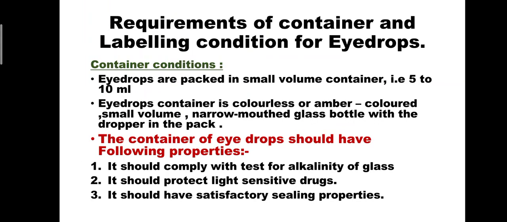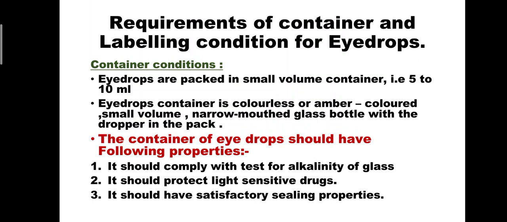Requirements of container and labeling conditions for eye drops. First, the container conditions: how the eye drops container must be. Eye drops are packed in small volume containers, that is 5 to 10 ml. Generally eye drops are very small, not a 500 ml or 1000 ml big container. The container is a colorless or amber colored, small volume, narrow mouth glass bottle with a dropper in the pack. These are the container conditions.